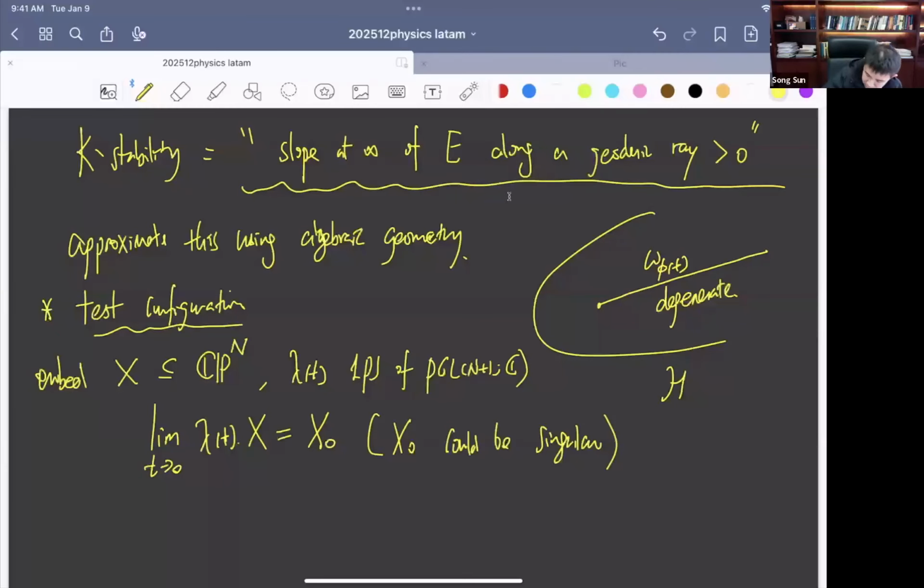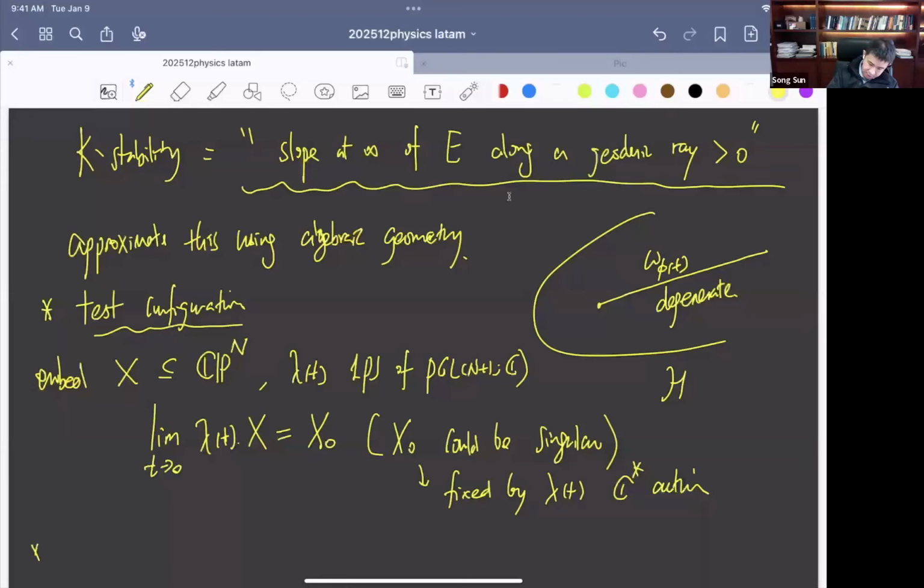But X0 is fixed by lambda T. The C star action. Okay. You have X, you have something and you push it using this one-parameter subgroup. You will get something in the limit. The limit could be singular, but the limit will not be pushed further. It will be preserved by this action. And this is an approximation of this geodesic ray going to infinity.